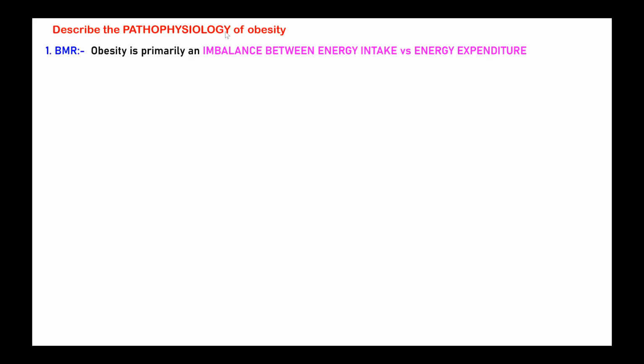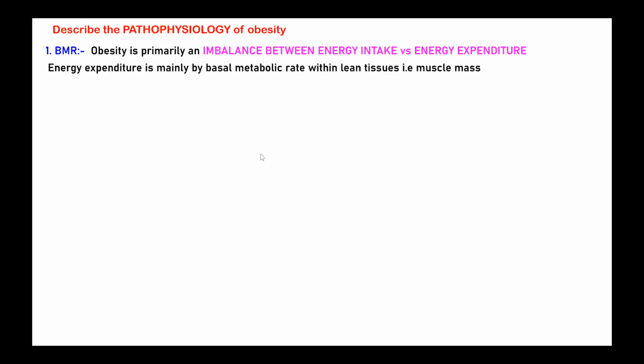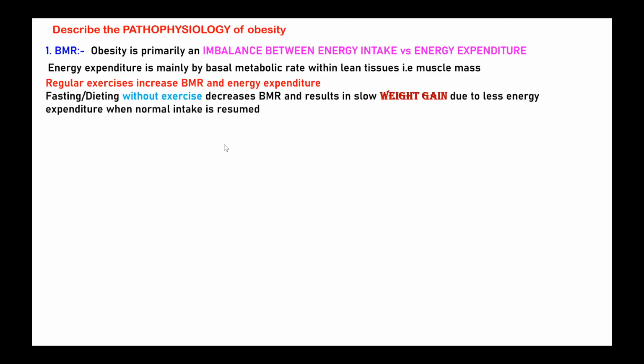Now, what is the pathophysiology of obesity? Why do people become obese? There are several theories. The first and most common one is an imbalance between energy intake and energy expenditure. Energy expenditure is mainly by the BMR created by the lean tissues. That is, the muscle mass activity produces the basal metabolic rate.